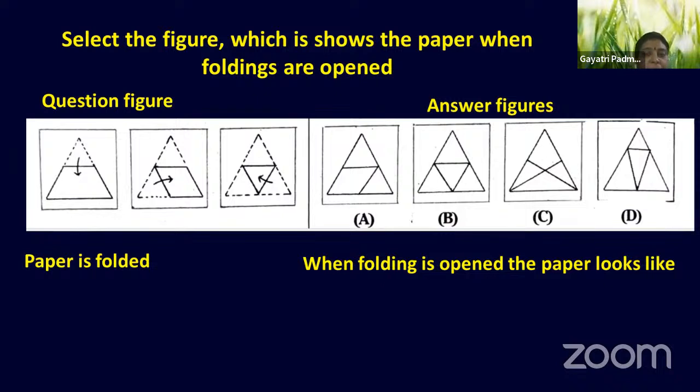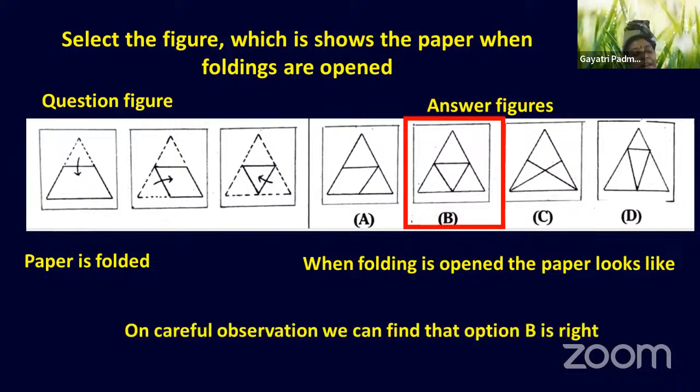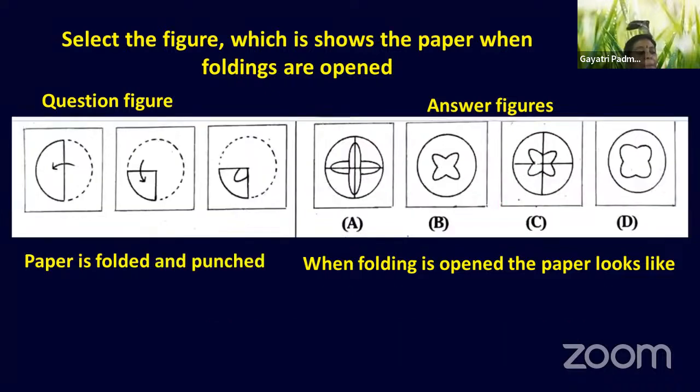All right, let's see the answer. Yes, it is option B. Yes. All right, let's see. On careful observation, we can find that option B is perfect. See the next question. Here, we have the paper being folded in a circle into half, then again into 1/4, right? And a small flower-like or petal-like shape is drawn and it is punched. And now when the folding is open, you can see how the paper looks like. Is it option A, B, C, or D?